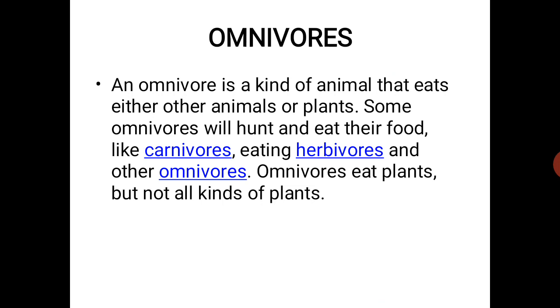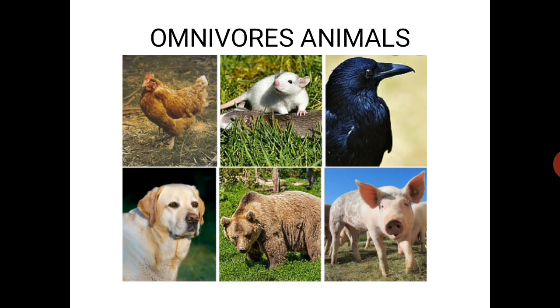Omnivores eat plants but not all kinds of plants. Now we have to know that an omnivore is a kind of animal which will eat both plants and animals, but they will not eat all kinds of plants. They will eat only certain kinds of plants. These are some of the examples of animals which fall under the omnivorous animals category.